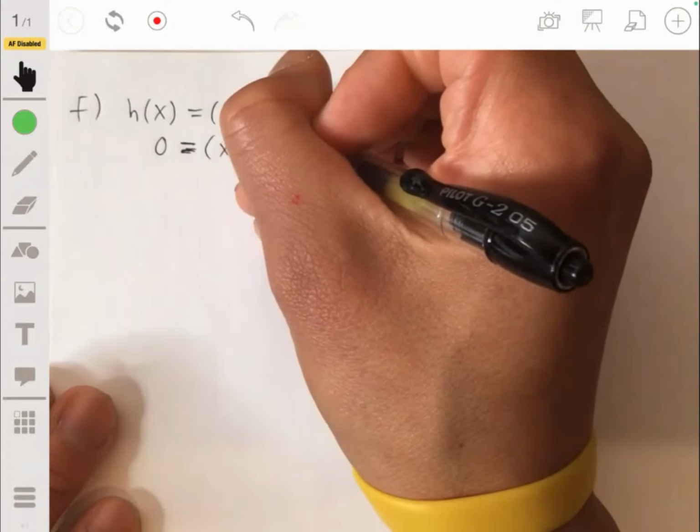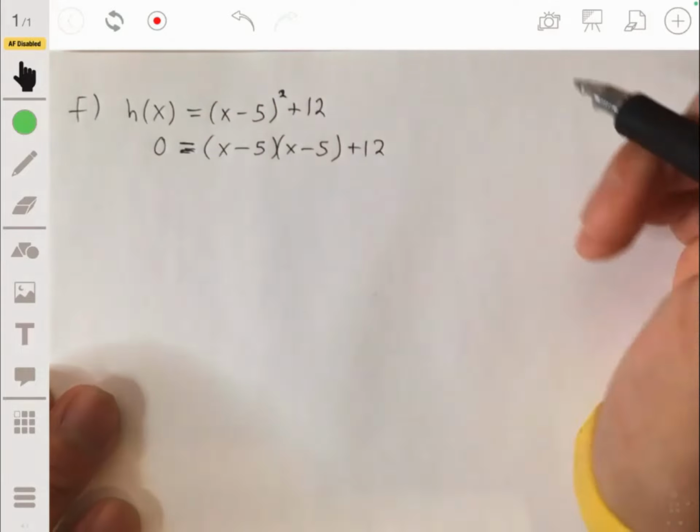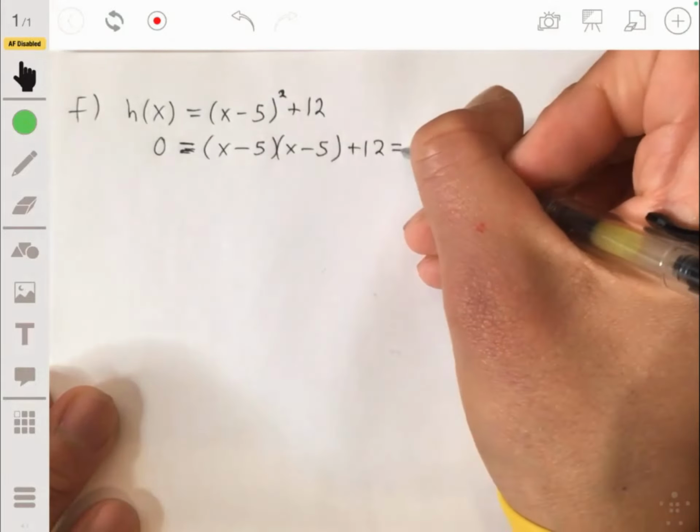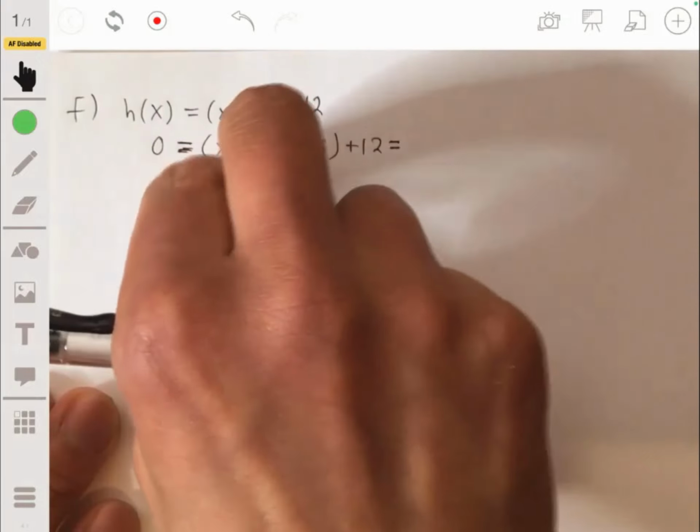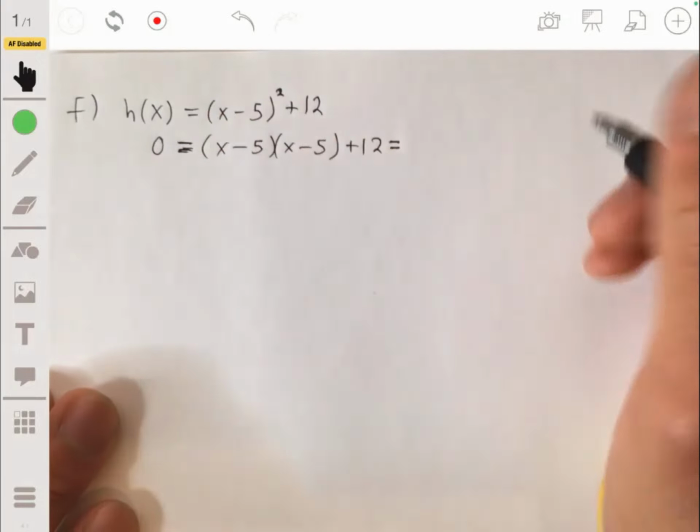Don't be doing x squared minus 5 squared. That's one of my greatest fears for students. Just remember that you have to multiply the entire binomial by the binomial.